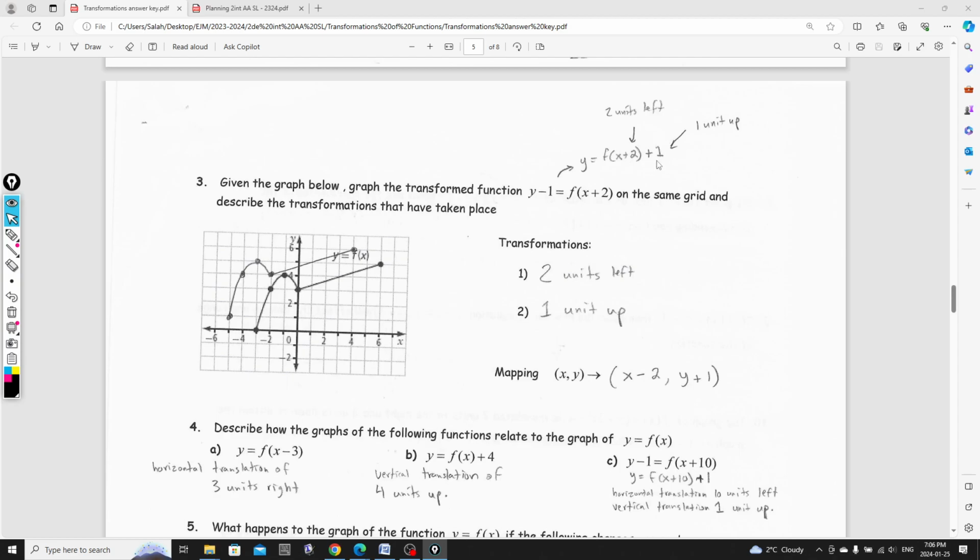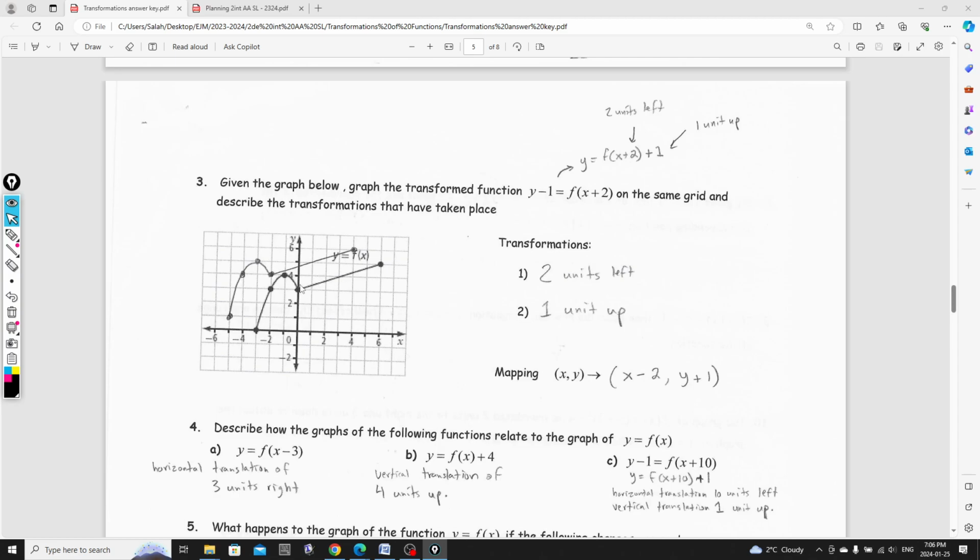This is a vertical shift of 1 unit up, and this is a horizontal shift of 2 units to the left. Okay, so I'm going to grab each one of these points that I have here on this original graph, and I'm going to shift it 2 to the left and 1 up. Okay, 2 to the left, 1 up, there's that point. I'm going to grab this guy, 2 to the left, 1 up, there's that point. Grab this guy, 2 to the left and 1 up, there's that point, and so on and so forth. Okay, and then now you get the graph of the transformed function.